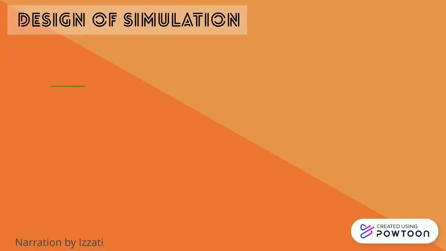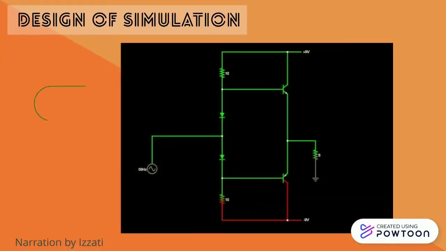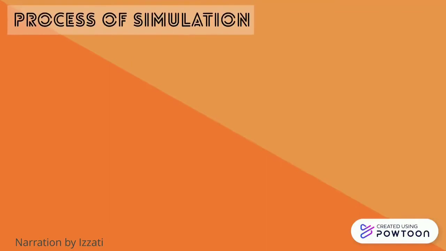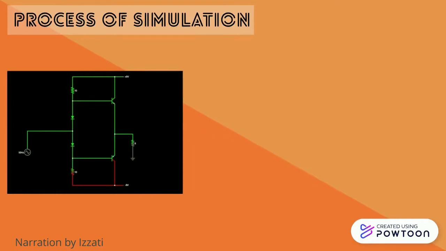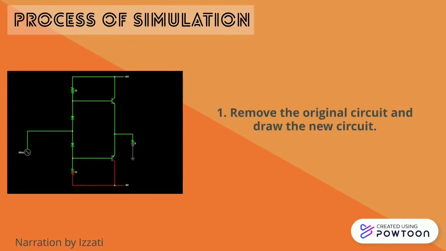This is the design of the simulation. The software that we have used is the Falstad website. You can search this website on the browser to simulate the circuit. In the process of the simulation for every power amplifier circuit, we have used all these parameters to design the new circuit. We need to remove the original circuit in the website and draw the new circuit.